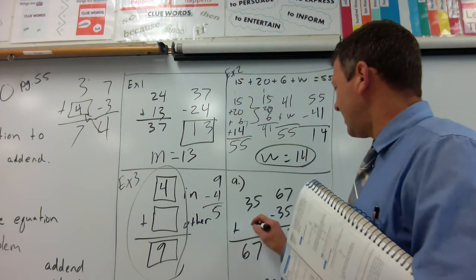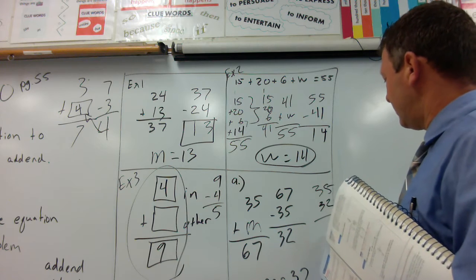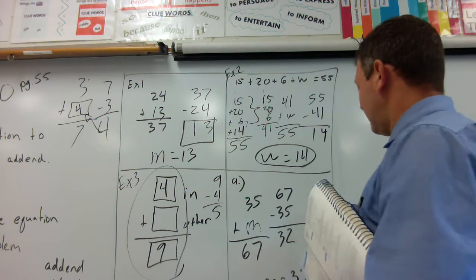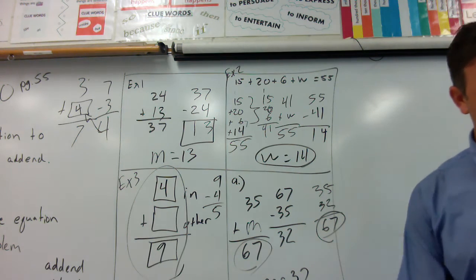Let's sub it back in now. If you don't like subbing it back in, you can just write over here. 35 plus 32. 5 plus 2 is 7. 3 plus 3 is 6. Oh, you nailed it. All right, let's do one more.